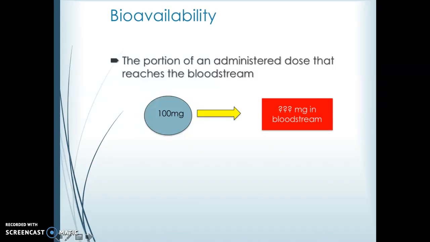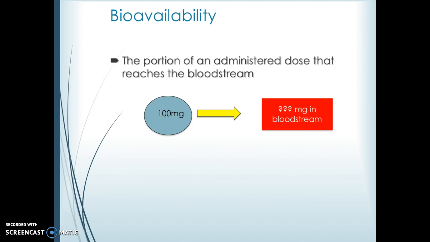An important pharmacokinetic concept to discuss is bioavailability. Bioavailability is the proportion or percentage of a drug that's administered that ends up in the bloodstream. So for example, if you give 100 milligrams of a drug intravenously, then 100 milligrams will end up in the bloodstream, and that's a 100% bioavailability. However, other dosage forms may not be 100% absorbed.